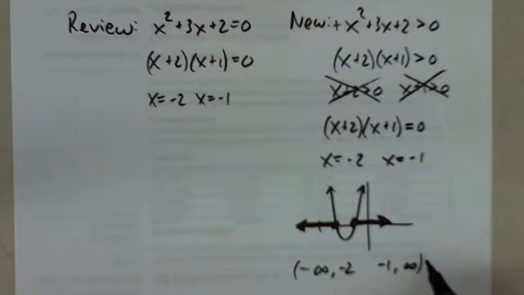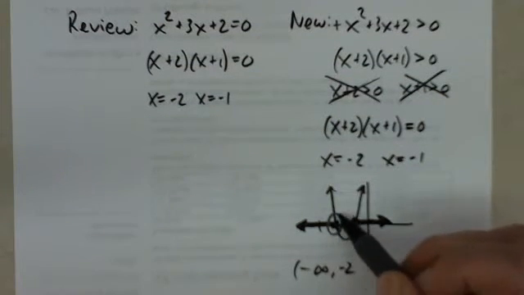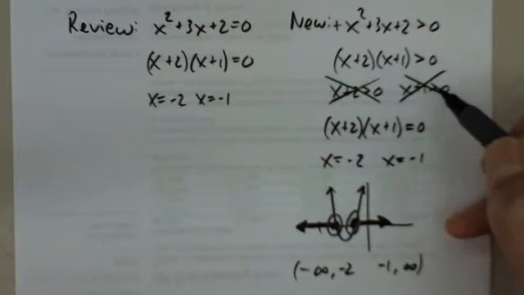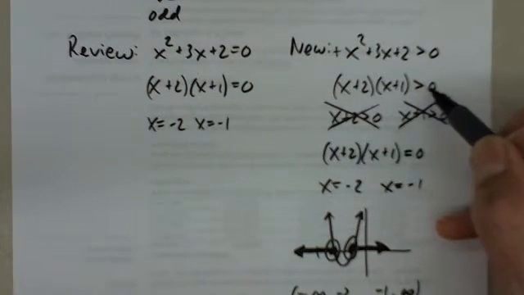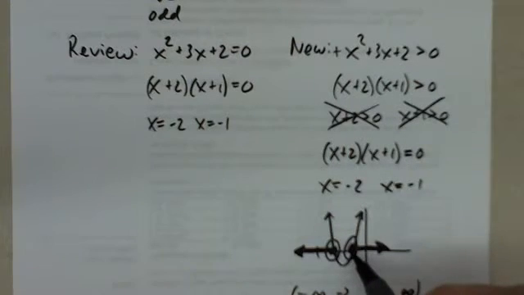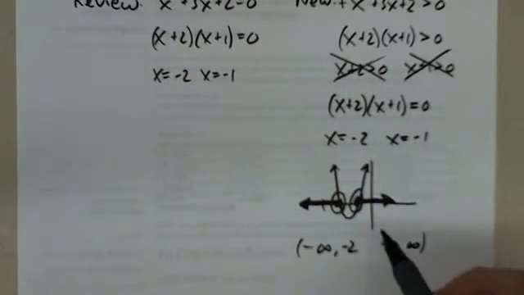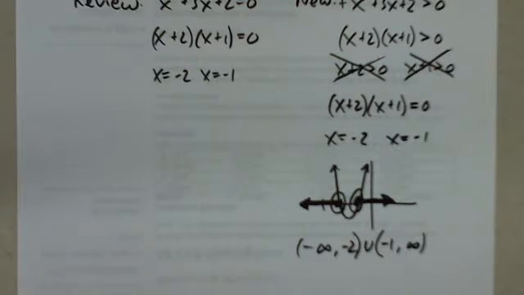So I put a closed circle. It should be an open circle there. And that's because there is no equality. It's only greater than 0. It can't be equal to 0. So that means we're going to use parentheses there.